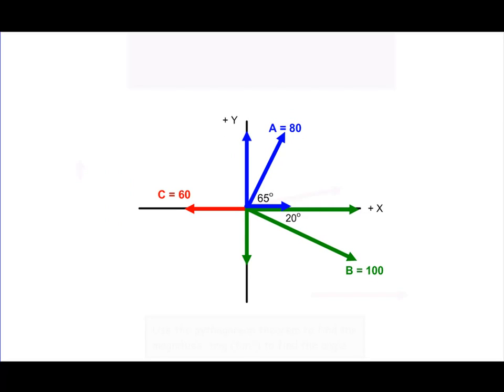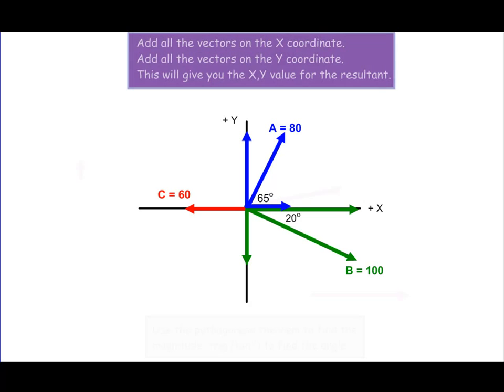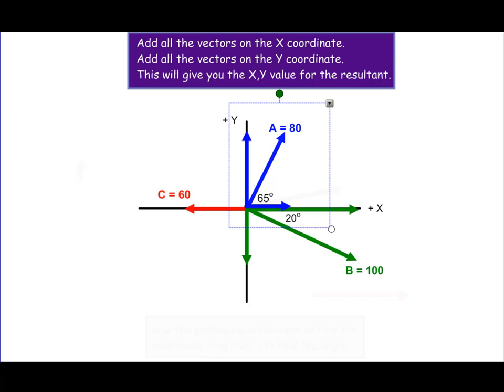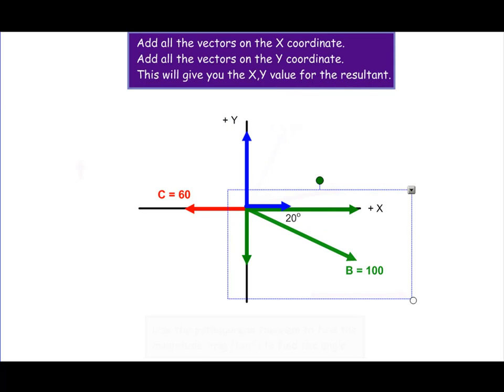Let's take a closer look at what we actually do with all of these components. We'll be adding up all the vectors in the x coordinate and also adding up all the vectors that are on the y coordinate, and we'll use these vectors to determine the resultant. So to make this look a little bit easier, let me take away the original vector A and vector B, and we're just going to work with the components.